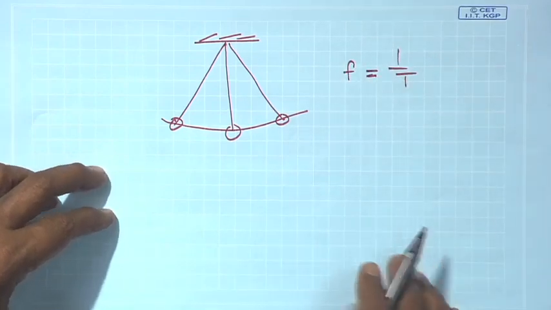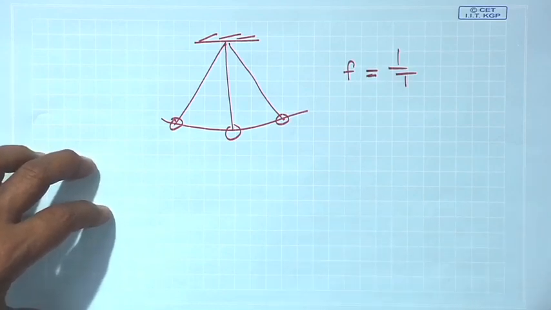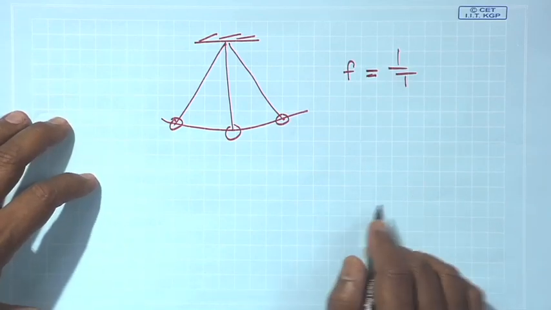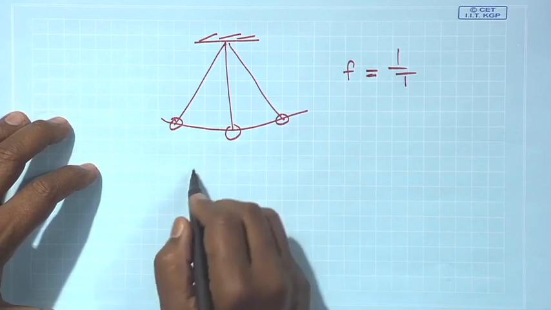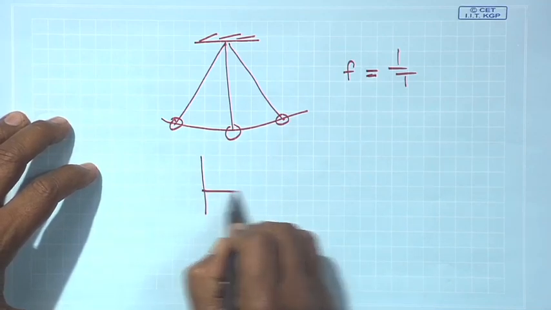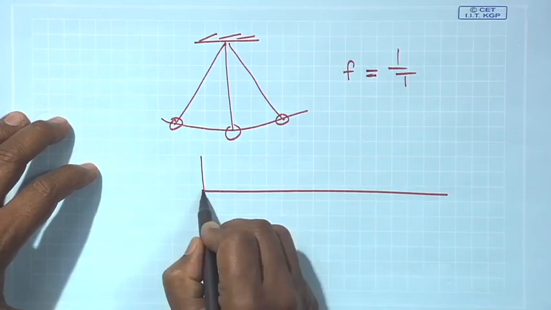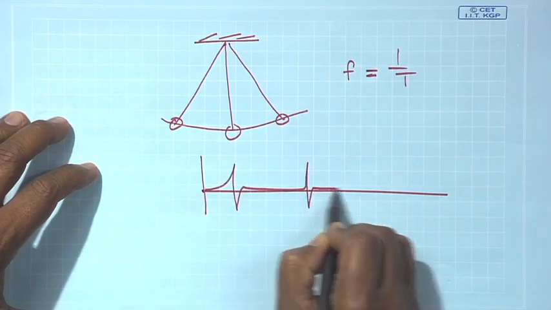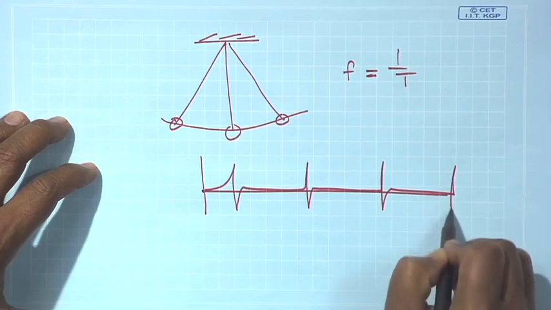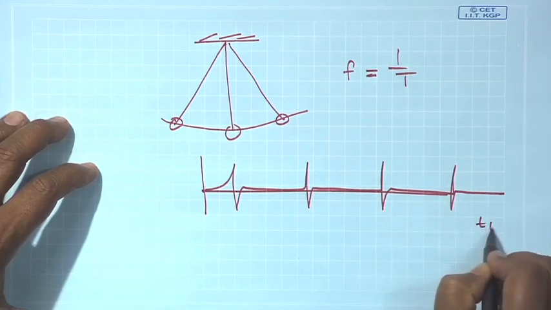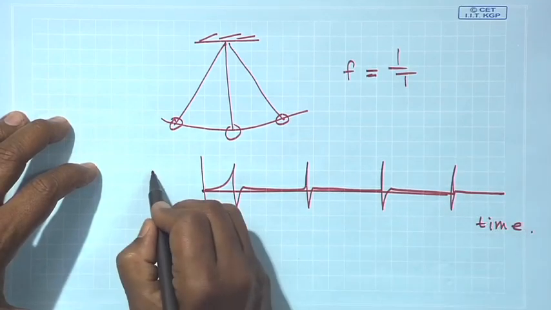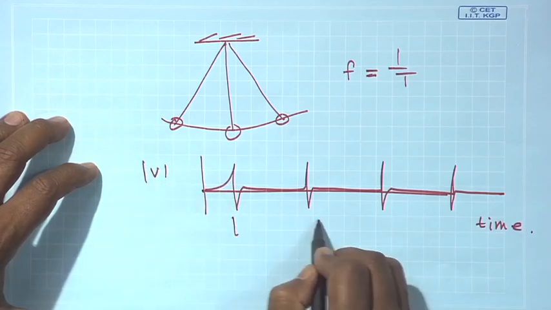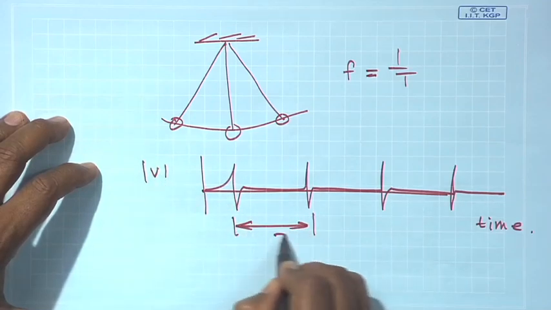Okay. Many times in many slowly changing events, just by measuring the change in the signal, maybe ticks, okay, this is in time, some voltage. So, the inverse of this time period gives the frequency.